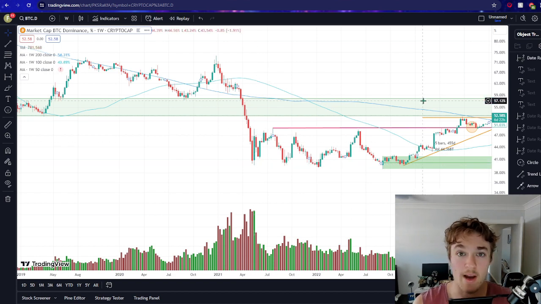So let's have a look at where we are now roughly in the Bitcoin dominance, in the Bitcoin cycle, and help determine, are we in a Bitcoin season? Are we in an altcoin season? You know, where essentially are we going in the short term to the long term?